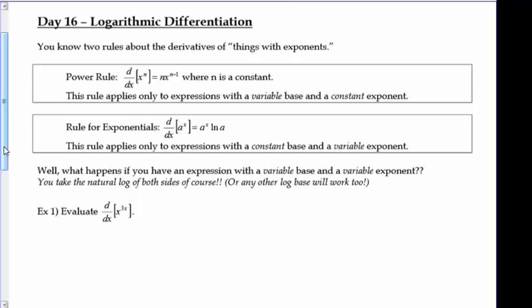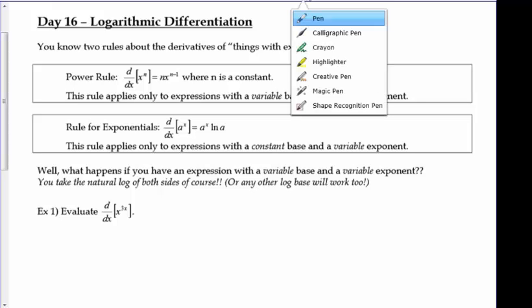Now, there are two rules about derivatives of things with exponents, all right? So if we have things with exponents, they can happen in two different ways.